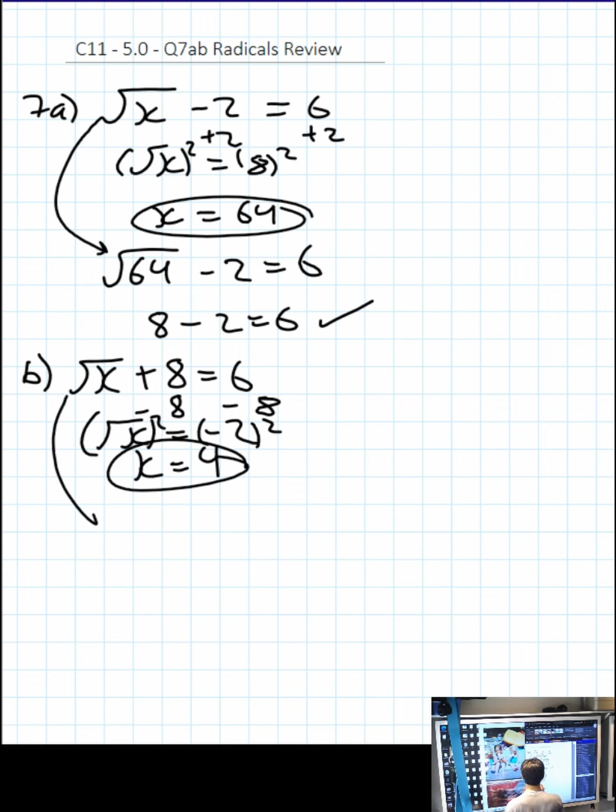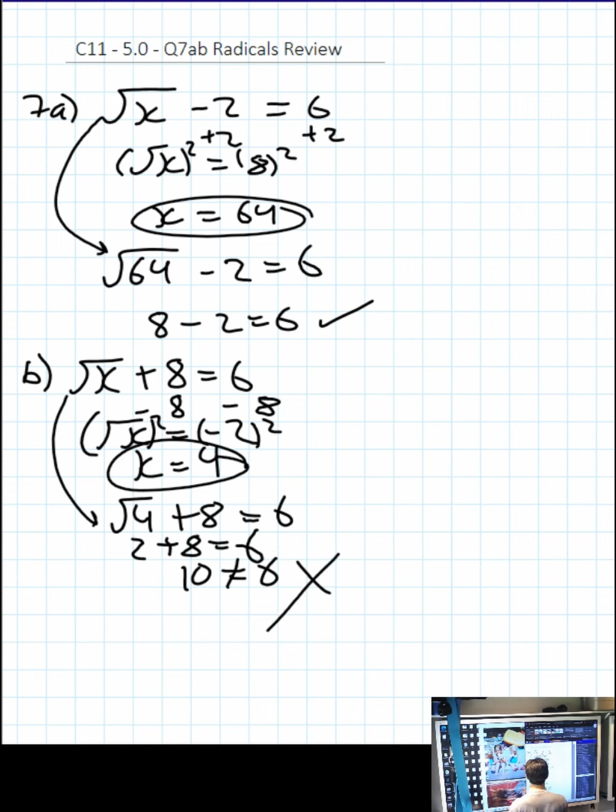So square root 4, all plus 8 equals 6. The square root of 4 is 2. Plus 8 equals 6, and 2 plus 8 is 10. So 10 is not equal to 6. X. So something was wrong.